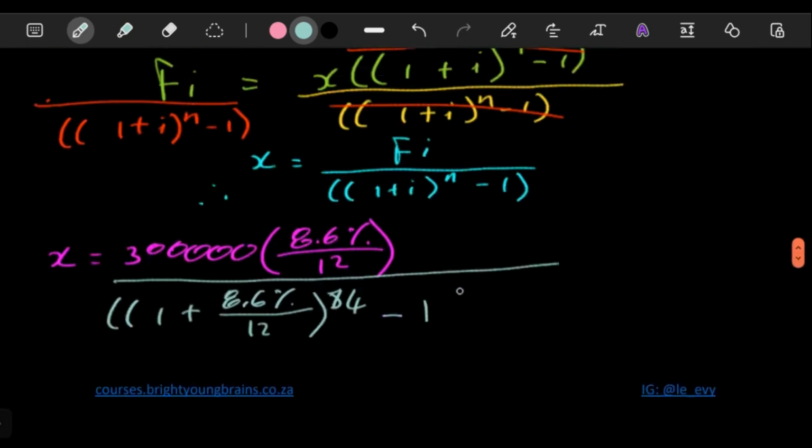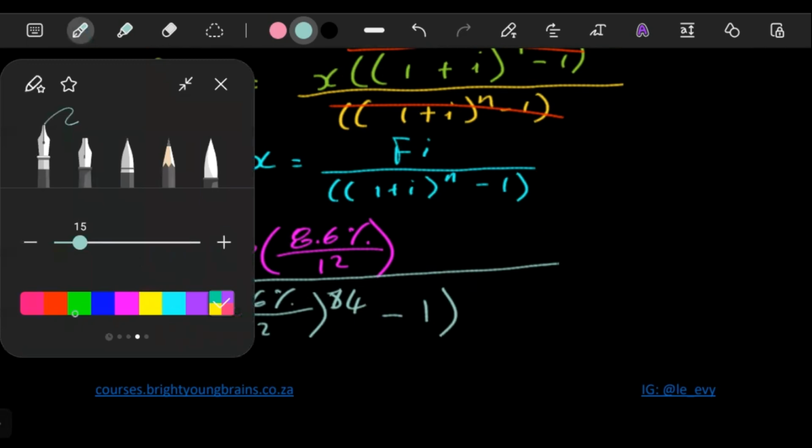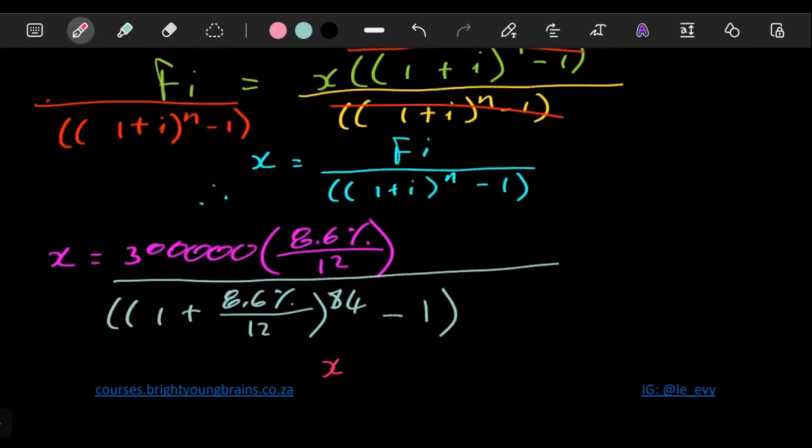And the minus 1 here. So x here is equal to, let's see what we get here. So with everything that we're getting here, in the calculator, we're getting 2,616.05, which is okay. Nothing too crazy for this question.